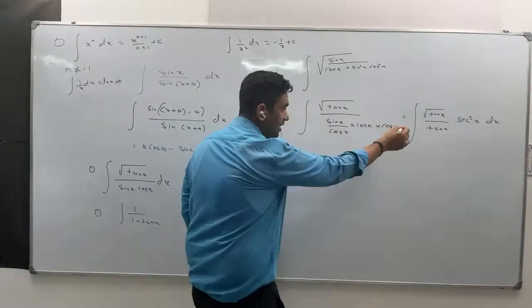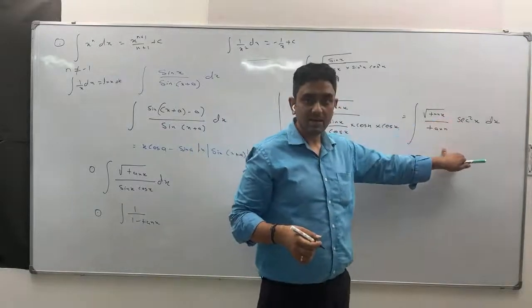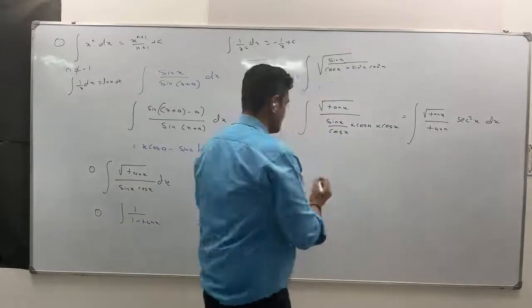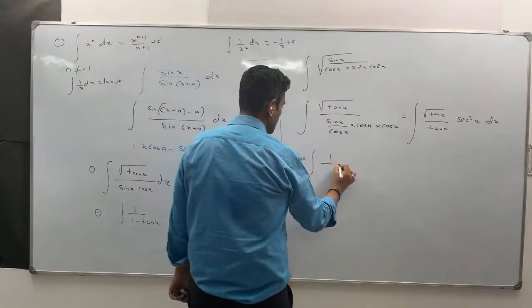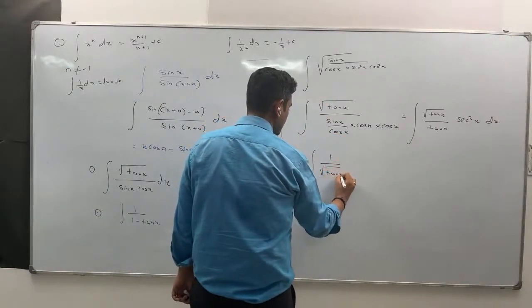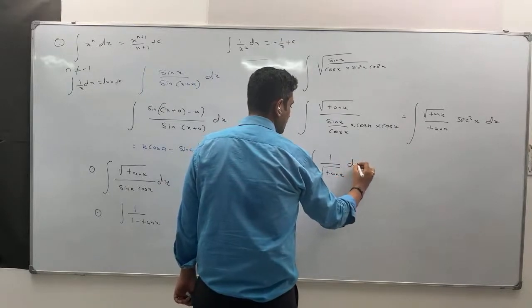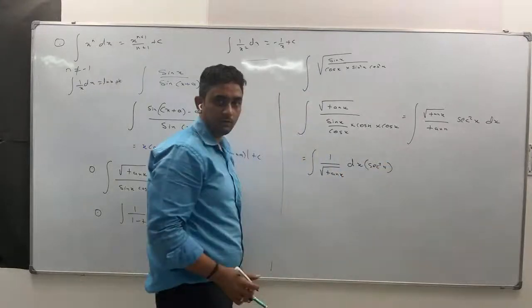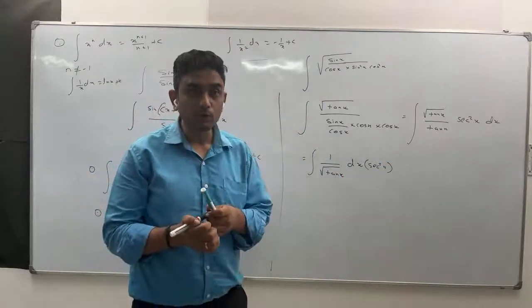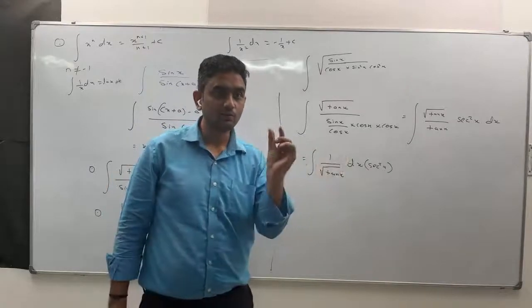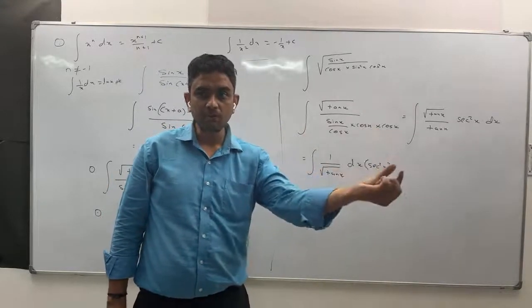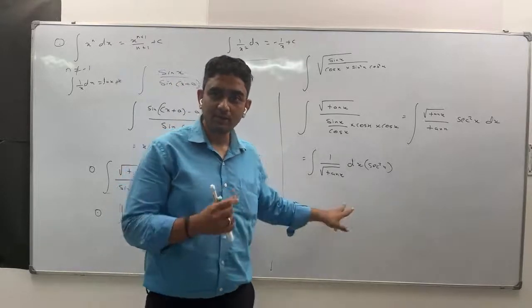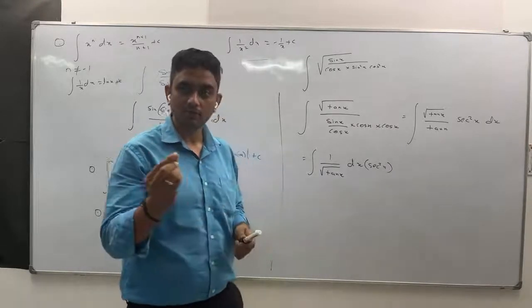Okay. Now after this, I can cancel out root tan x and tan x. So root tan x by tan x is 1 by root tan x, and dx into secant square x. Again guys, what do you understand by dx? Dx is a value. So whether you write dx before or after doesn't matter. It's a multiplication, right? A B or B A. So dx is just a value, a small variable value.